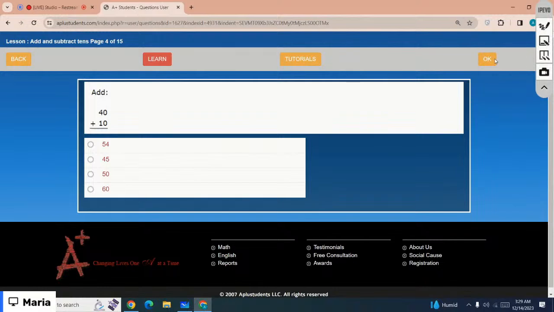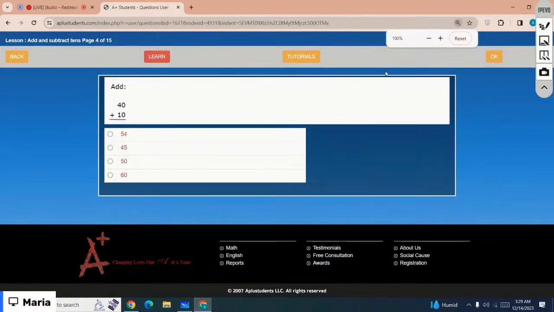Yes, you need to add the digits that are at the ones position. So 4 plus 1 is 5. The correct option is 50, right?